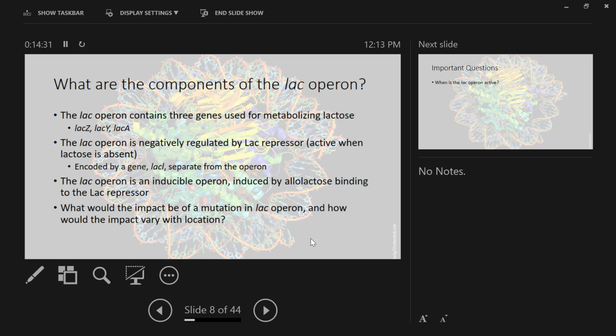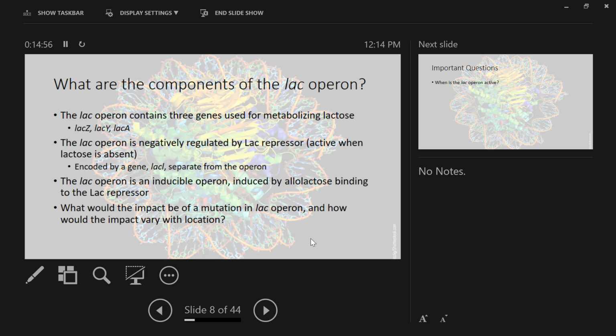Depends on the type of mutation, right? If it's just a point mutation, it's just going to be that one. But if it's a frame shift mutation, then it's going to impact every gene in the lac operon. Yeah. But if it's the last one, then it will only impact the ones after, not before it, no? Well, correct. But it would impact the gene where the mutation is, but nothing before it. So upstream.